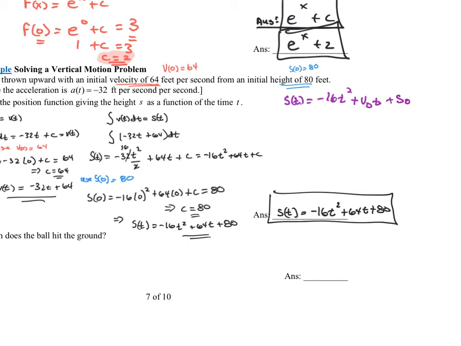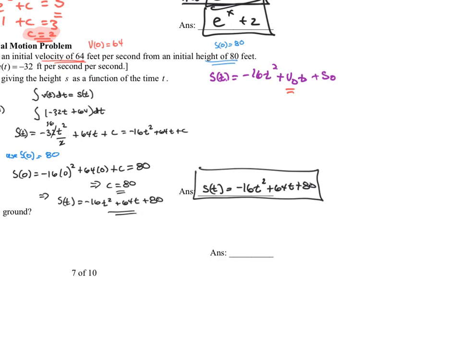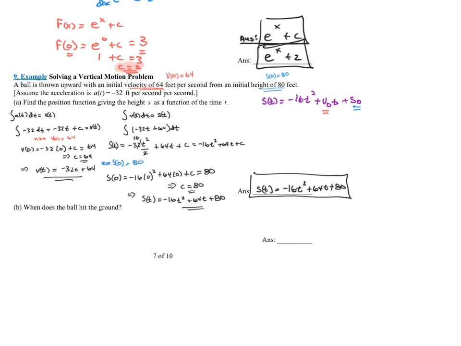Well, why is that? We just proved it. This v naught, that's your initial velocity. You can see that that initial velocity ends up being the coefficient on t. And you also know that s naught is your initial position. Because of the way it works with antiderivatives, that ends up being your constant in the position function right here. So here's our 80. That ends up being the constant in the final answer.